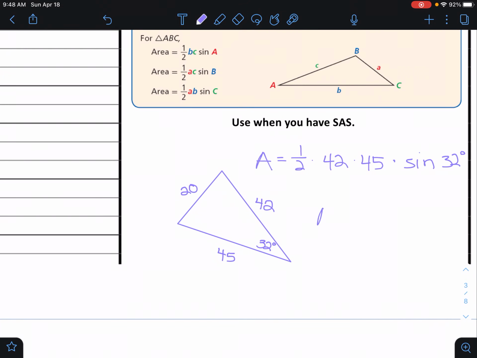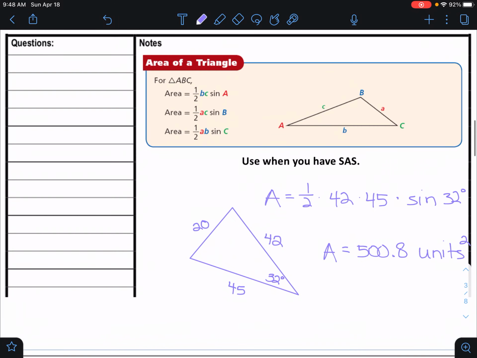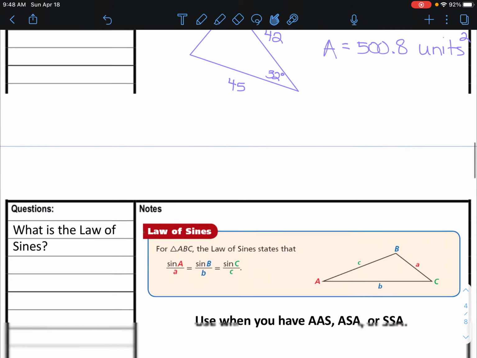So this would be 500.8. Now we don't have units here. If we did, we would put that on there. So we're just going to write units. These are square units, so our abbreviation would be units with a little squared symbol on there. Okay, so 500.8 square units, and that's how you use your new area of a triangle formula if you have two sides and an angle. Make sure you use the correct two sides when you're doing that.